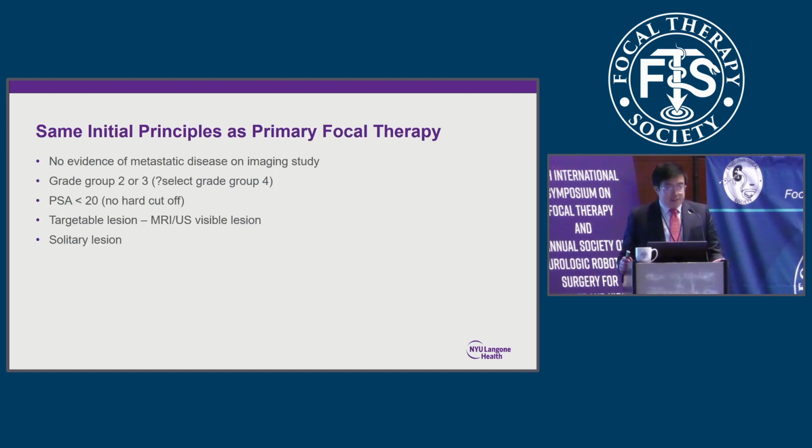But let's say you determine, all right, the patient's going to live more than 10 years. Let's think about what we can offer them. At the end of the day, it falls into the same principle as primary focal therapy. No evidence of metastatic disease on imaging study. Ideally, grade group 2 or 3, or maybe low volume grade group 4 in select patients. As we've discussed throughout the entire conference thus far, there is really no cutoff for the PSA, but the general rule of thumb is that you want to think twice about doing focal therapy in somebody with a PSA above 20. Ideally, you want to have a targetable lesion on MRI or ultrasound, and ideally a solitary lesion.